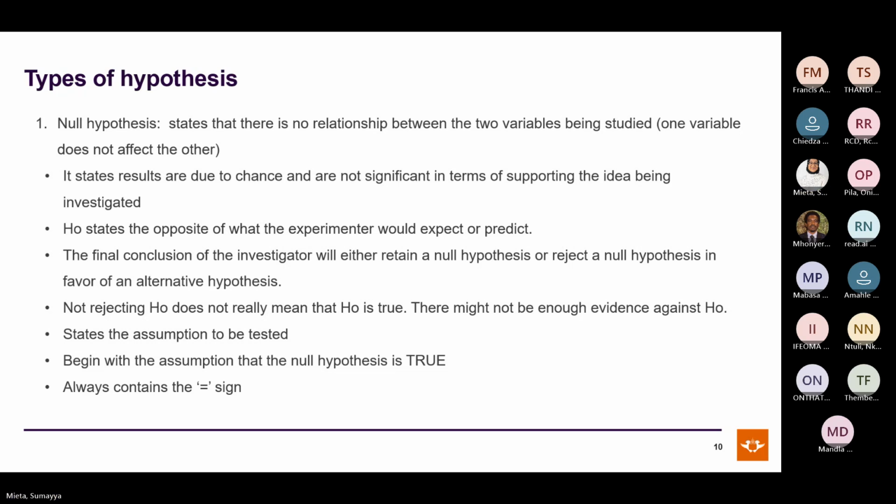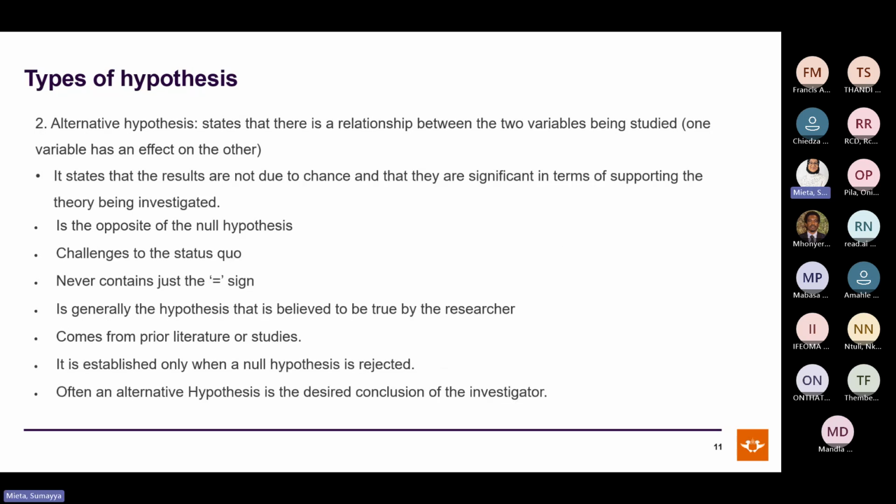It normally states the assumption to be tested. It begins with the assumption that the null hypothesis is true. And it always contains the equals to sign. So there's always equality in the null hypothesis. Then we have something called the alternate hypothesis. The alternate hypothesis states that there is a relationship between the two variables that are being studied. One variable has an influence on the other.